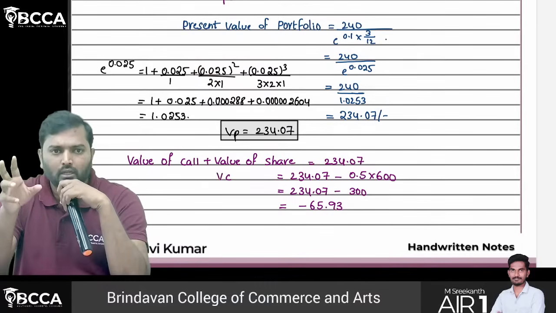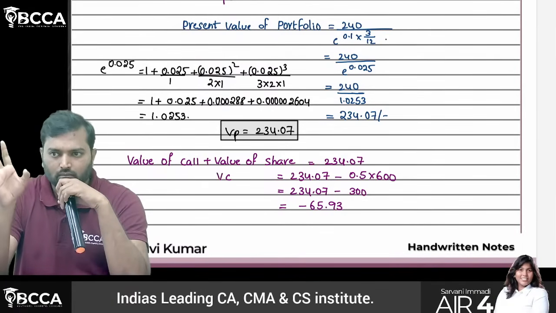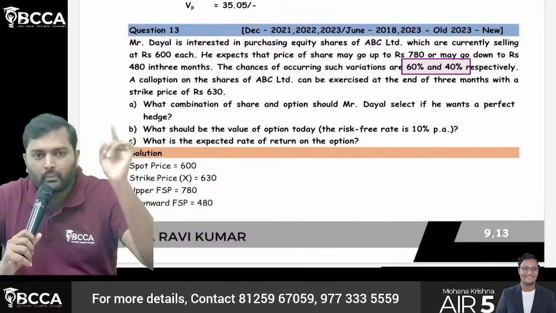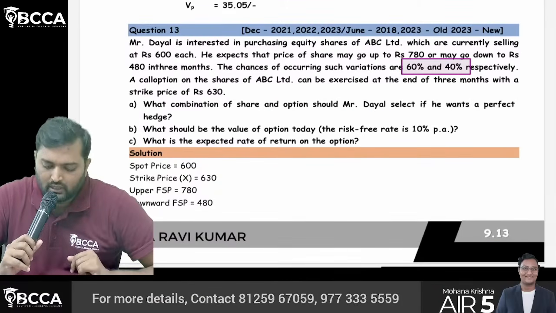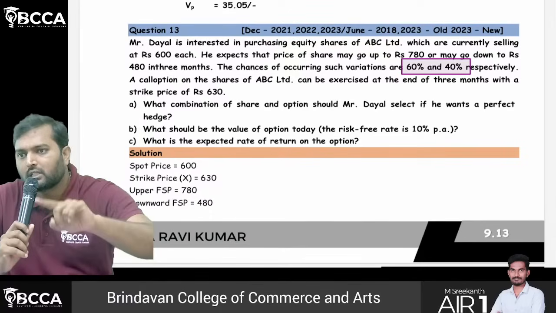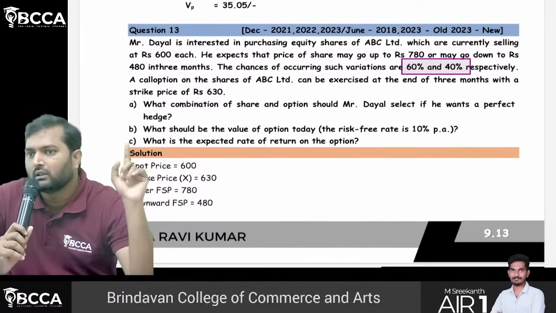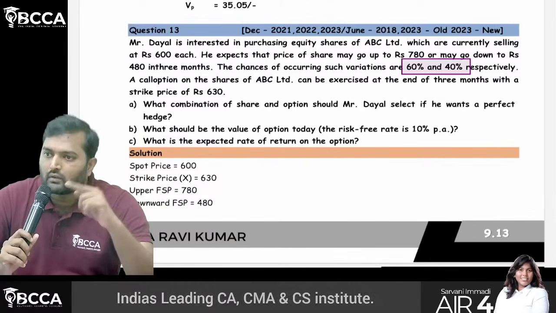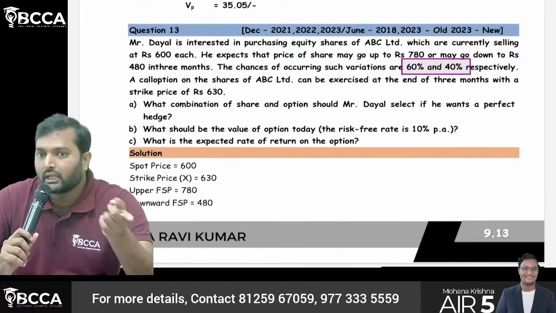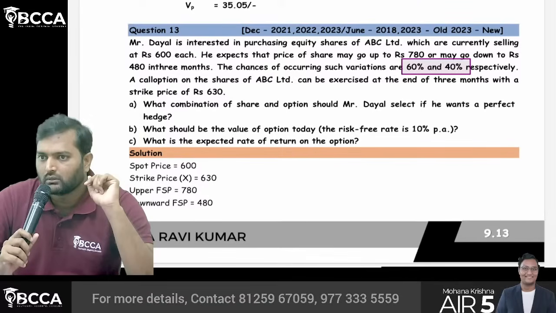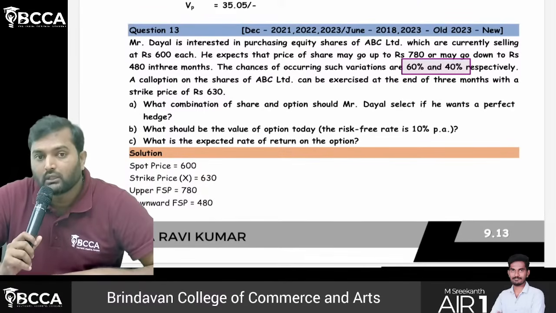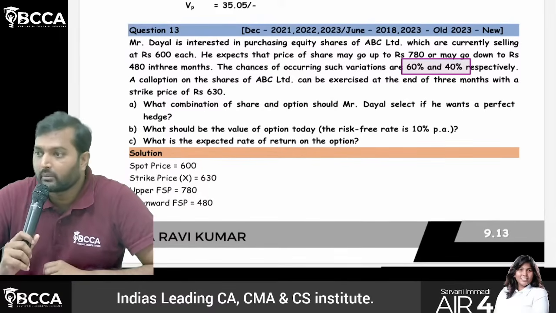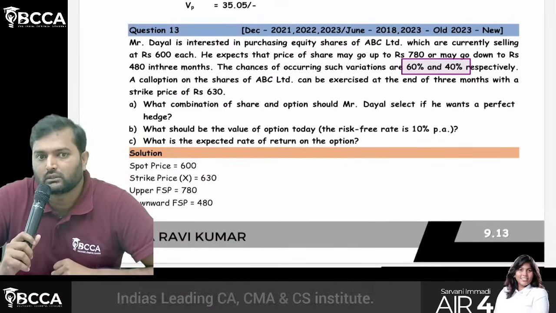In the beginning, you might feel confused, but it is simple. Binomial model. So the first part of the question is, what combination of a share and option should Mr. Dayal select if he wants a perfect hedge? A perfect hedge means risk-free. If you want risk-free, what combination of share and option? That is the binomial model. Write a call option, hold delta shares. Delta shares is equal to change in value of option divided by change in value of a share. So that is 0.5.